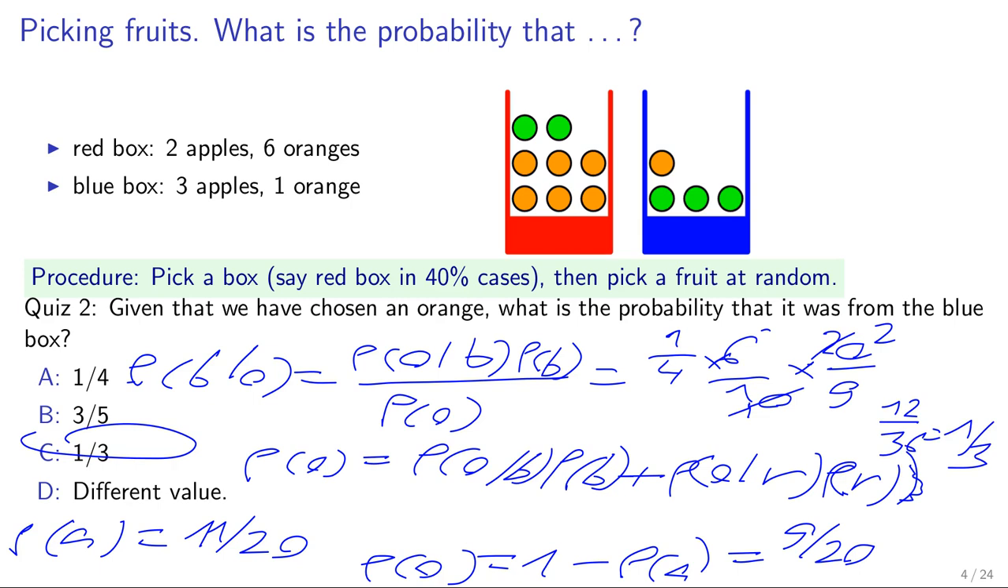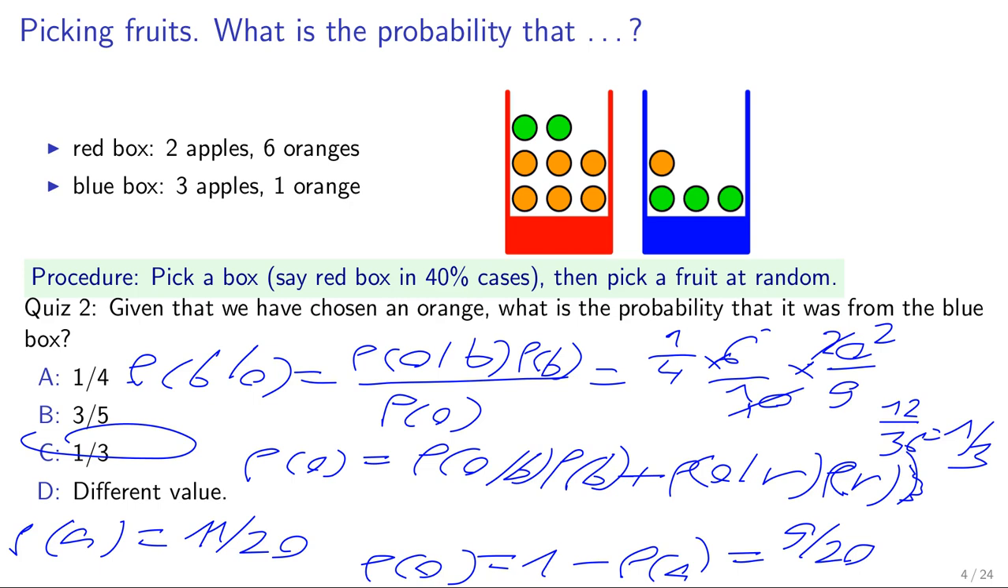Yeah, so this one is a little more tricky, and this is a bit harder to solve by common sense. Basically, you could, but yeah, the Bayes theorem comes in handy. Is this clear? Okay, yeah, so let's move on.